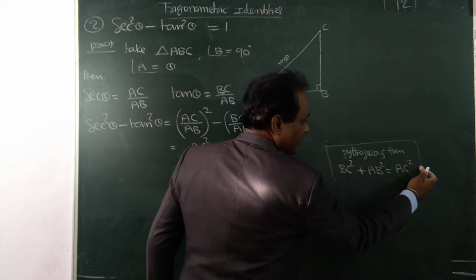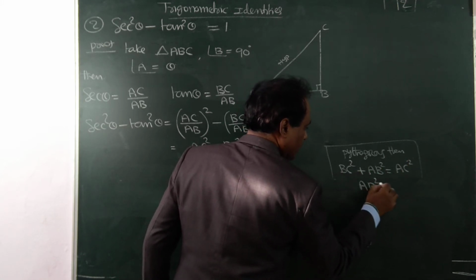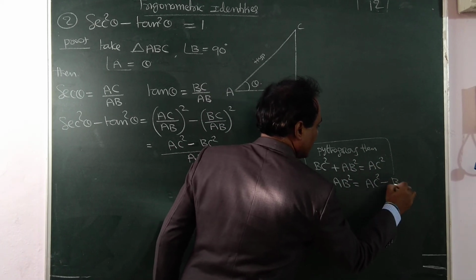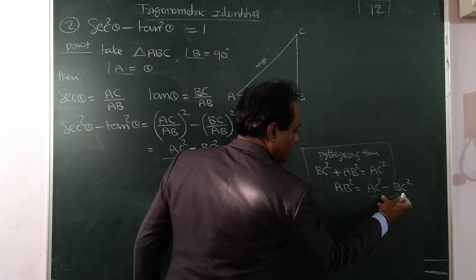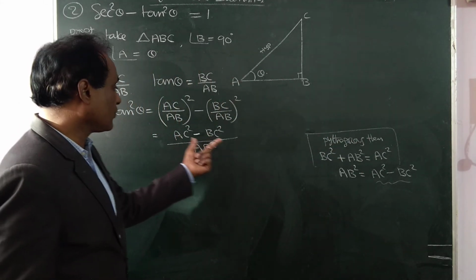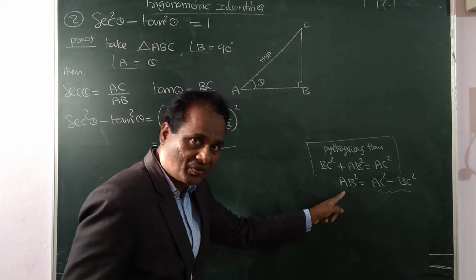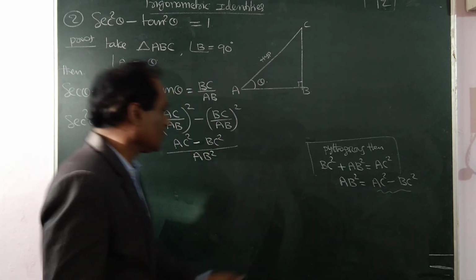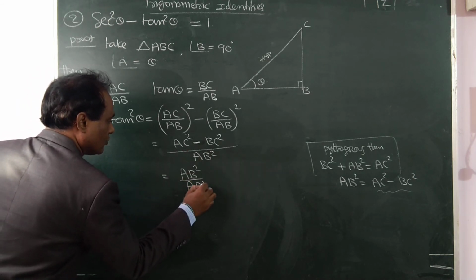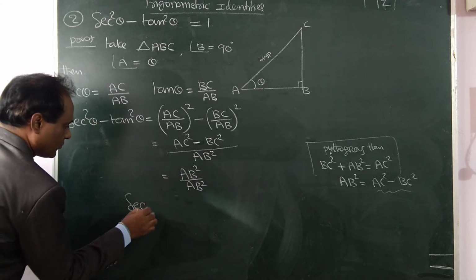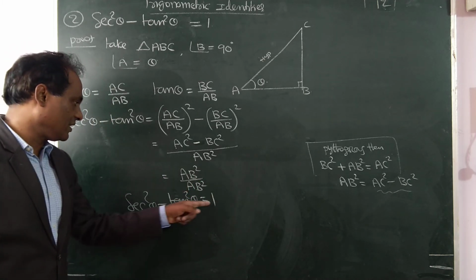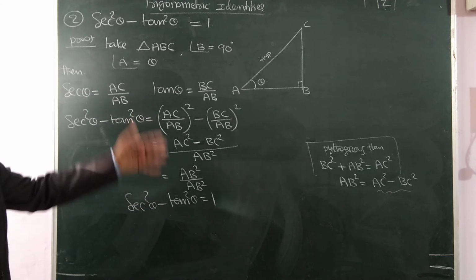If you take BC square to the other side, what will remain? AB square remains. So AC square minus BC square is exactly equal to AB square because of the Pythagoras theorem. In place of AC square minus BC square, I will write AB square. The denominator is already AB square. So AB square cancels with AB square, and it is 1. Simple, right.